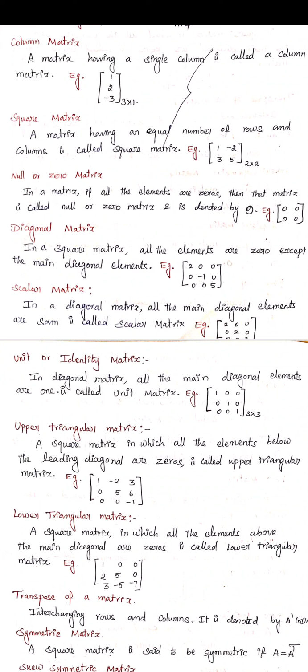Next one is null or zero matrix. In a matrix, if all the elements are 0, then that matrix is said to be a null matrix or zero matrix. It is denoted by O. Next one is diagonal matrix. A square matrix is said to be a diagonal matrix if all the entries are 0 except the diagonal elements. For example, 2 0 0, 0 minus 1 0, 0 0 3. Here this matrix is a 3 by 3 matrix. Diagonal elements are 2, minus 1, 3 and all other elements are 0.